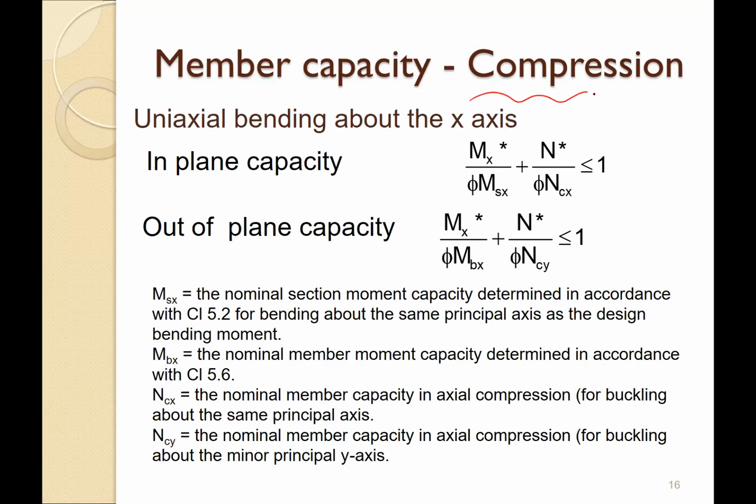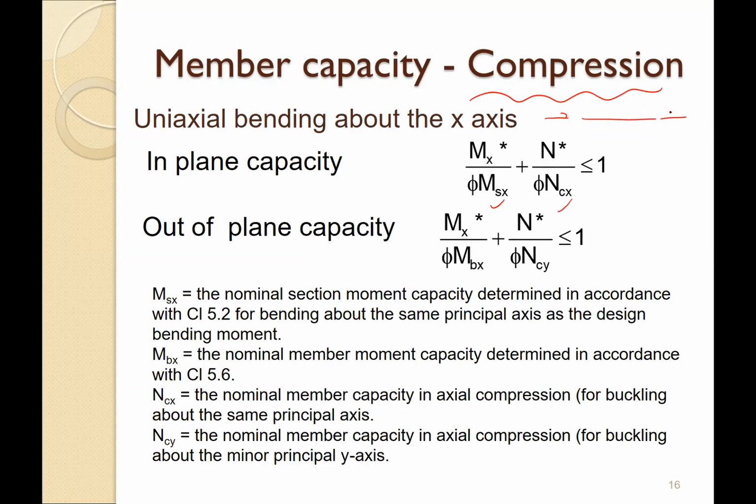What is the change now? It is compression. Now you see how the expression changes. For the in-plane capacity, this is your section capacity. Sorry, NMSX is the section capacity, but NCX is the nominal member capacity. Why member capacity? Because, imagine this scenario.